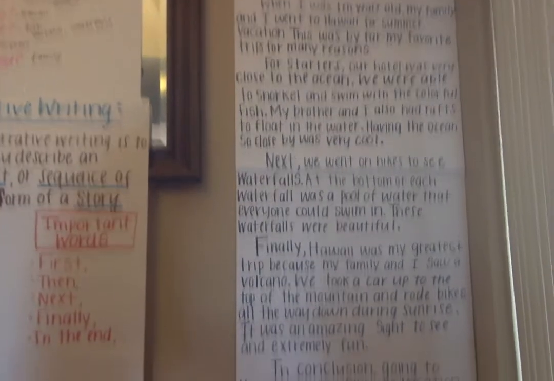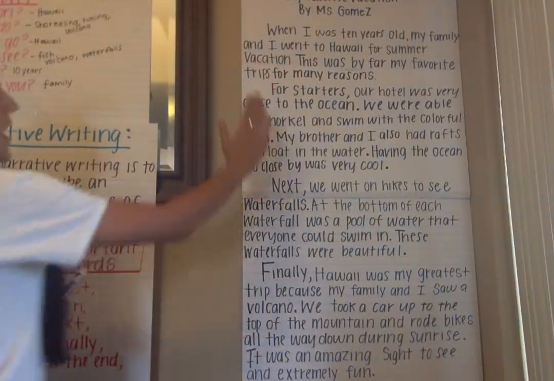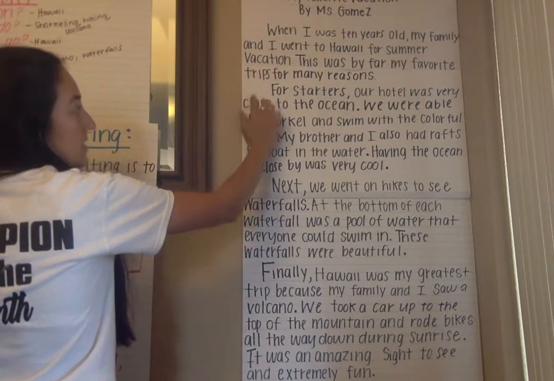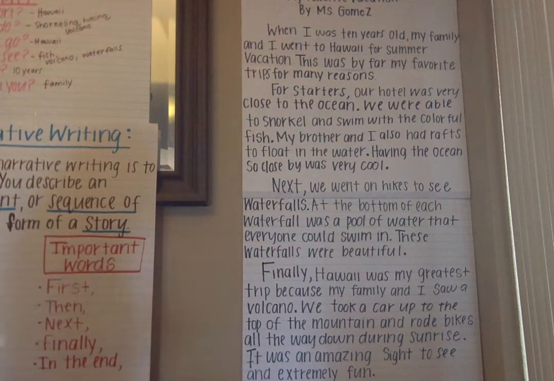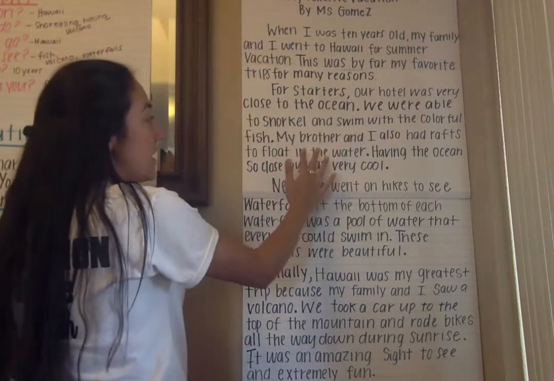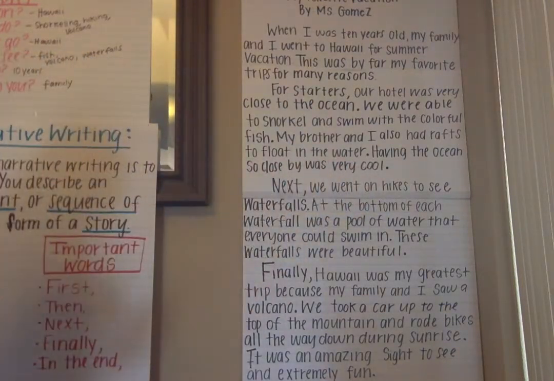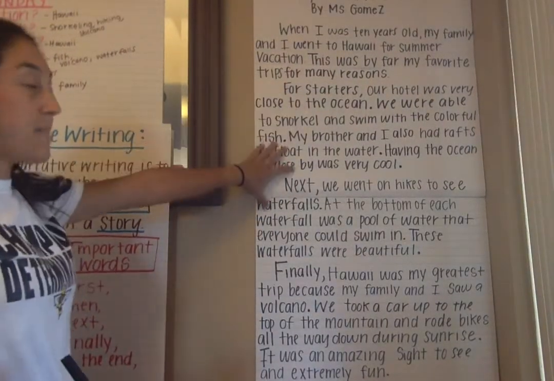So next, I move to my next paragraph, and again, I use my finger spacing to indent, and I said, for starters, so that was a transitional word or phrase that I used, our hotel was very close to the ocean. We were able to snorkel and swim with the colorful fish. My brother and I also had rafts to float in the water. Having the ocean so close by was very cool. So I told you exactly what we did and why I thought it was so fun and very cool. Then, so that was my beginning.